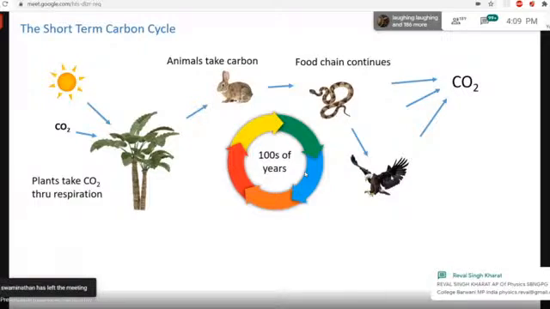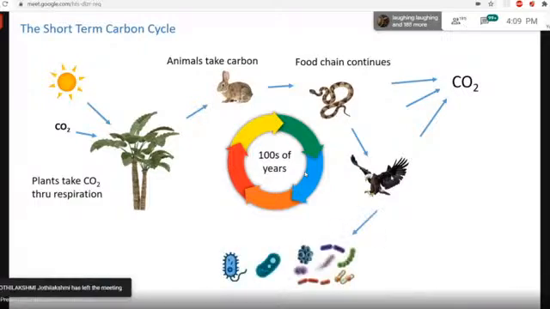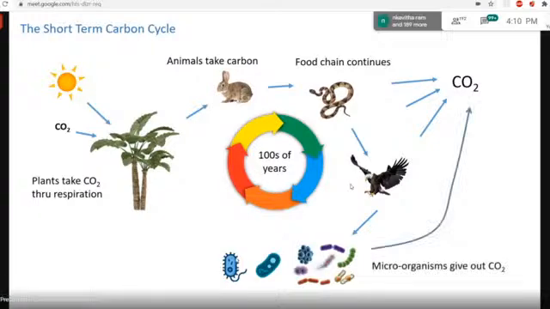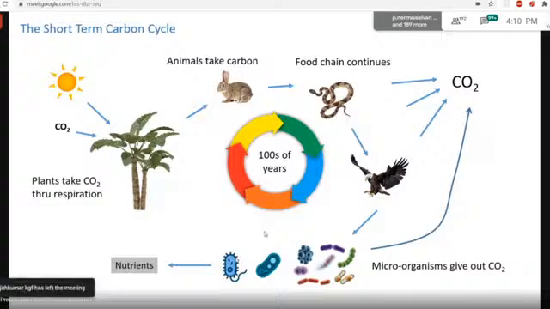That's true. And when animals die, the microorganisms eat the animals, like fungi and bacteria. They burn the carbohydrates, like we eat food and burn energy. Microorganisms do the same and release the carbon dioxide back into the atmosphere. And these microorganisms put the remaining organic matter into soil as nutrients.